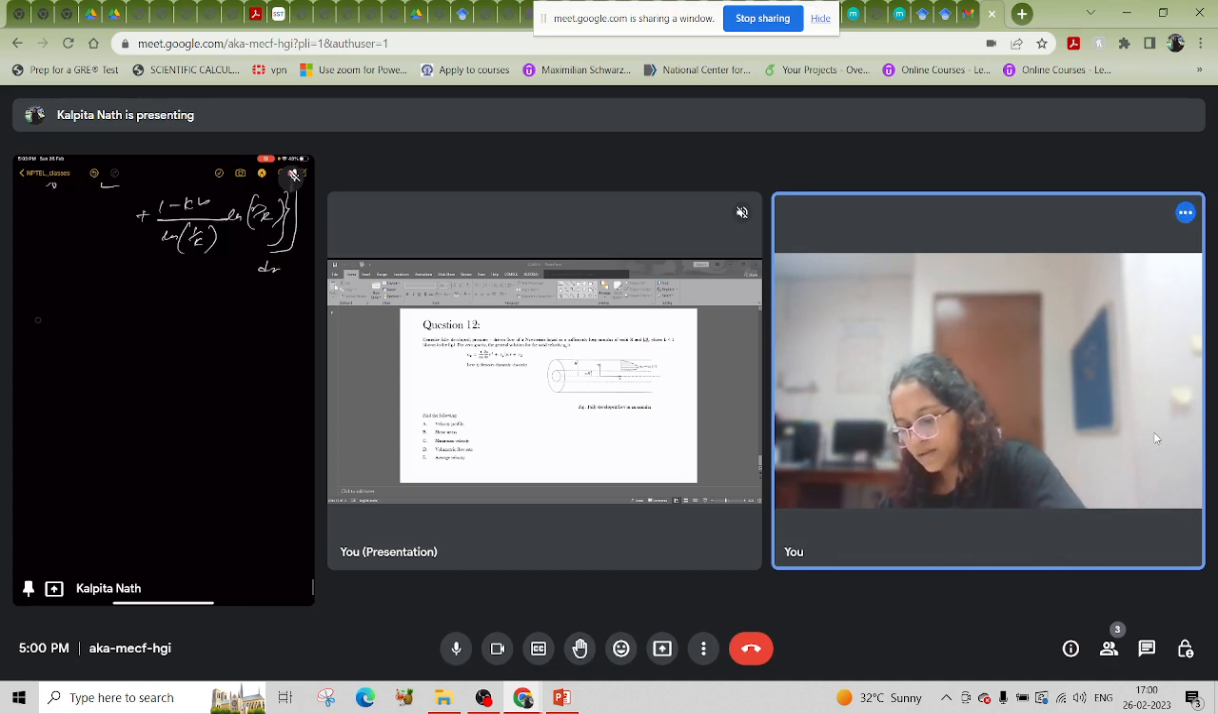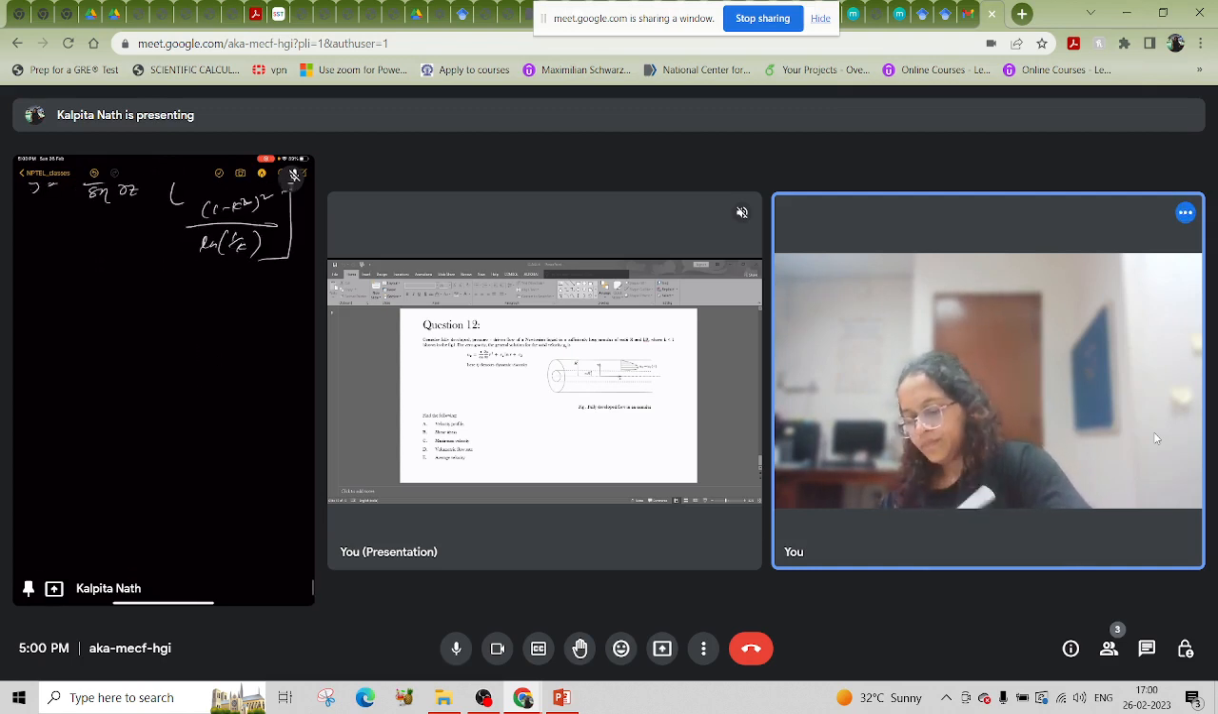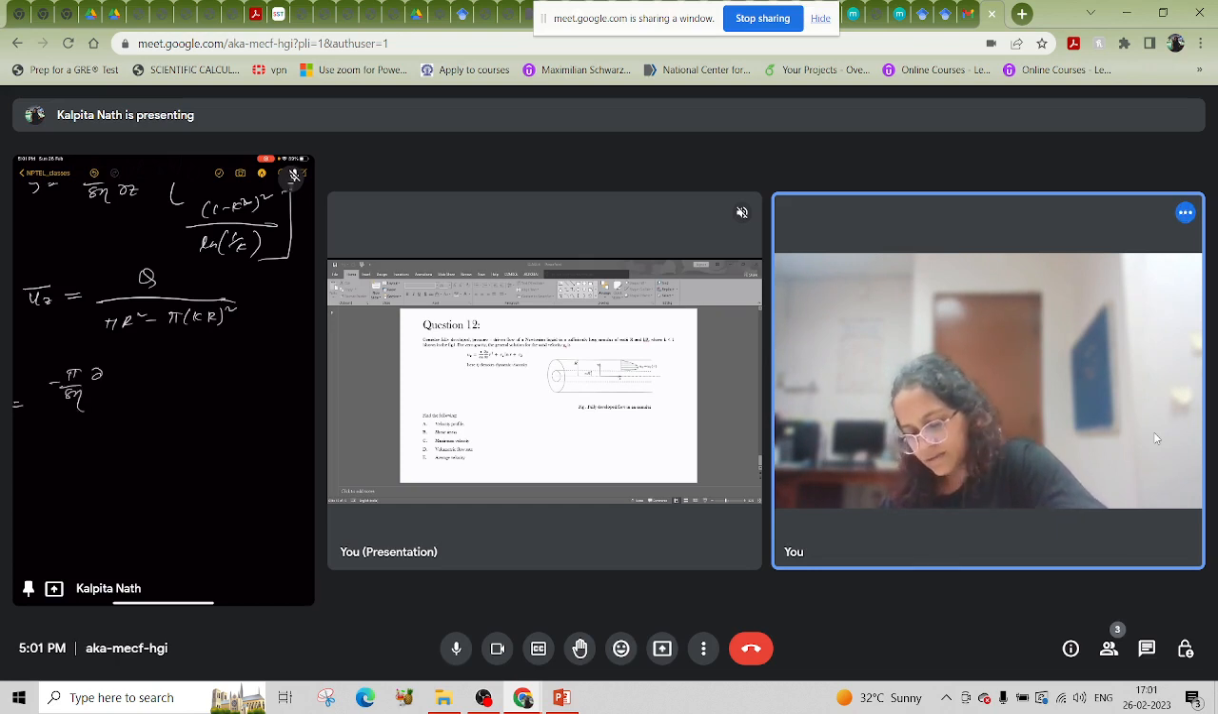So Q becomes minus pi by 8 eta del p del z R to the power 4, 1 minus kappa to the power 4 minus 1 minus kappa square whole square by ln 1 by kappa. Now average velocity uz bar is equal to Q upon pi capital R square minus pi kappa R whole square. This is equal to minus pi by 8 eta del p del z R to the power 4, 1 minus kappa to the power 4 minus 1 minus kappa square whole square by ln 1 by kappa.